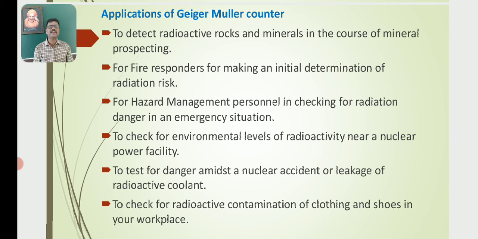It is used to check for radioactive contamination of clothing and shoes in your workplace. If laborers are working in a radioactive place, that means a nuclear power plant, then the Geiger-Müller counter is used to check for radioactive contamination of clothing and shoes in the workplace. So that is another application of the Geiger-Müller counter.